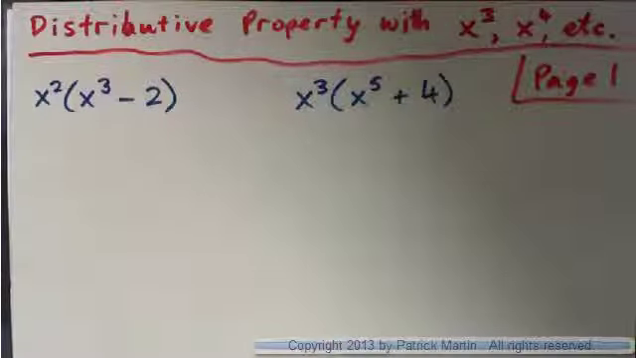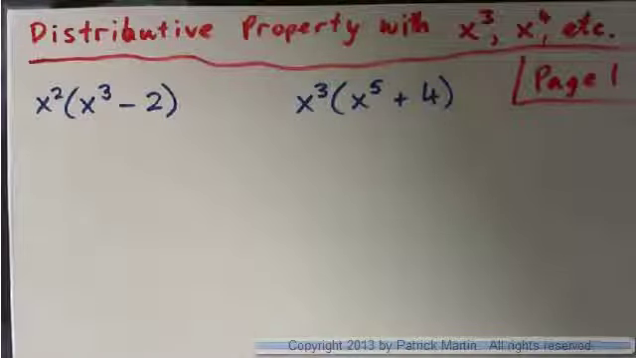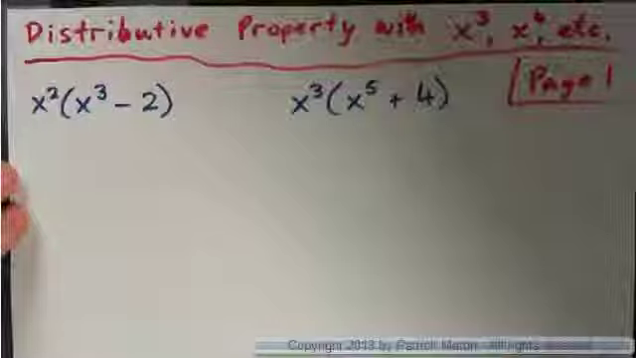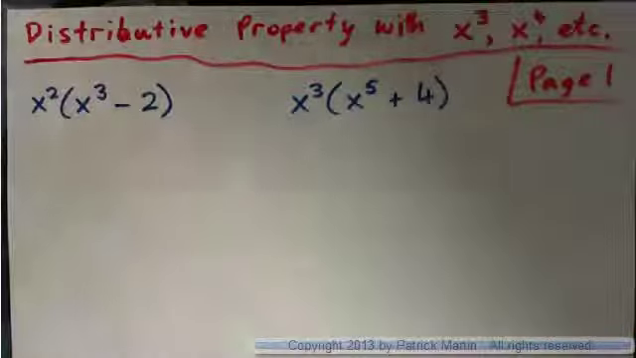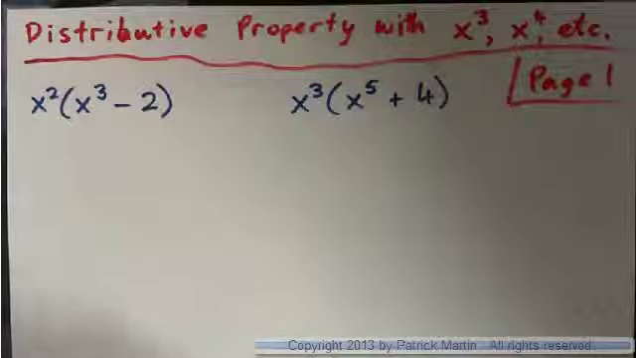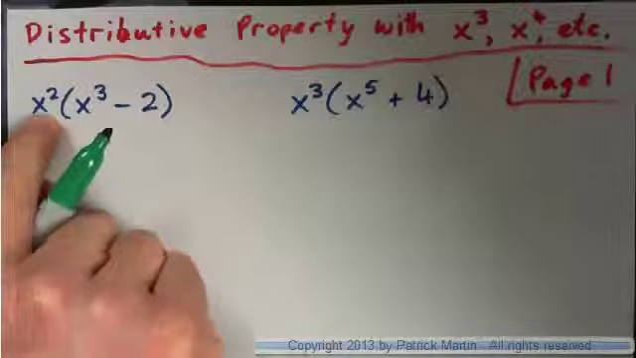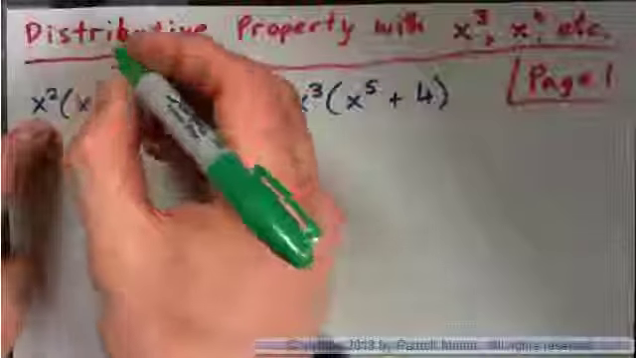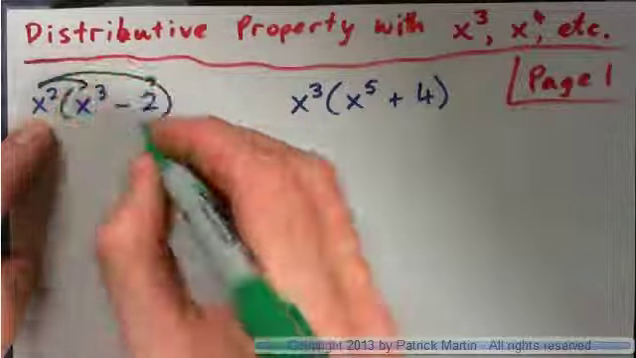If you had x squared times x to the power of 3 minus 2, what would you do with that? Can you do that one? Feel free to race me and get the right answer and just check the video to make sure you're doing it right. But I'll just walk through it if you're not sure. Same procedure. You take the x squared here, and you multiply it by both terms on the inside, right?